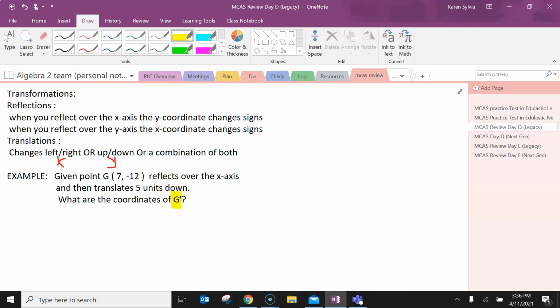So the first thing I want to talk about is reflecting over the x-axis. So what we just said is if it reflects over the x-axis, then the change of sign happens to the y-coordinate. Okay, so instead of negative 12, it becomes positive 12. And then I want to look at 5 units down. When it goes down, you're talking about the y-coordinate again, because the y-coordinate is up and down. So that's my y-coordinate.